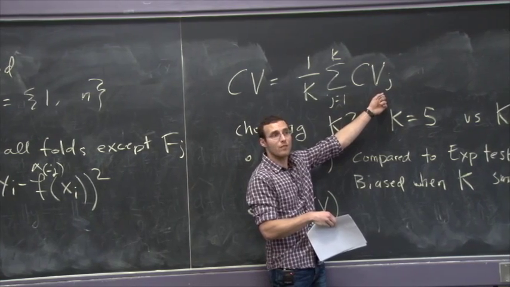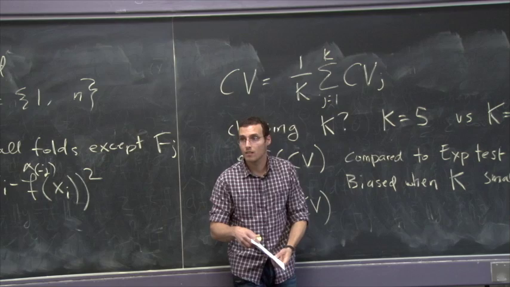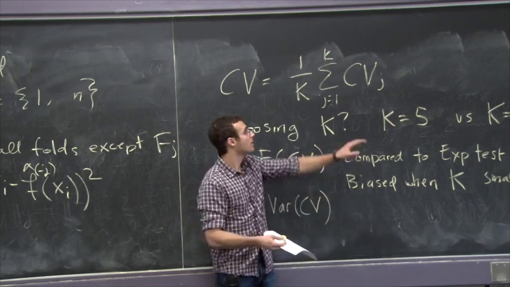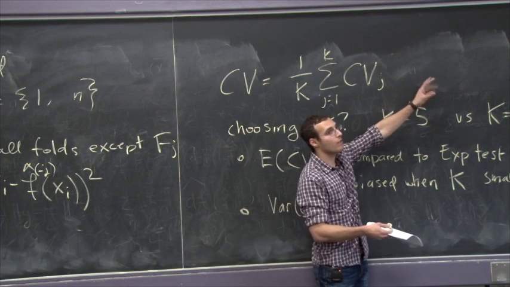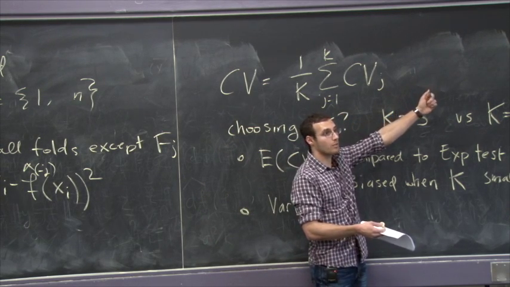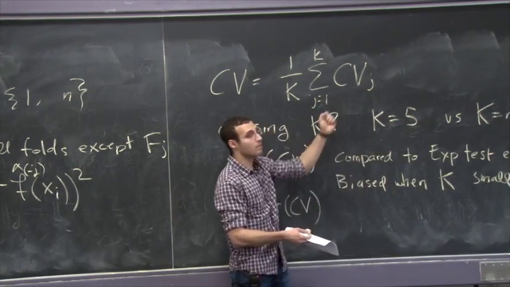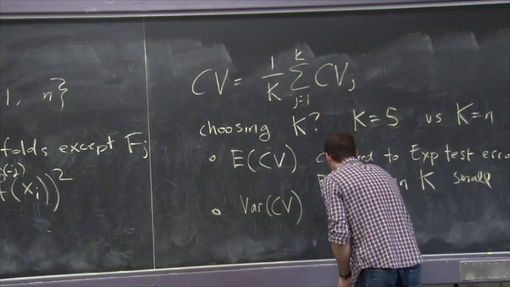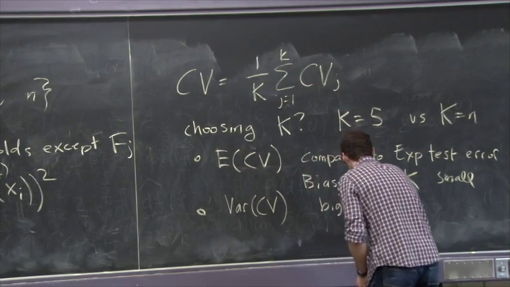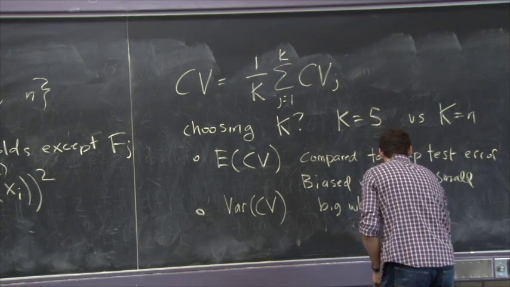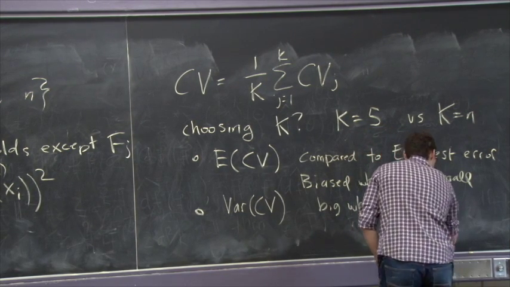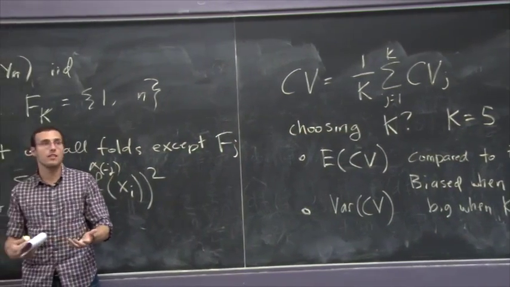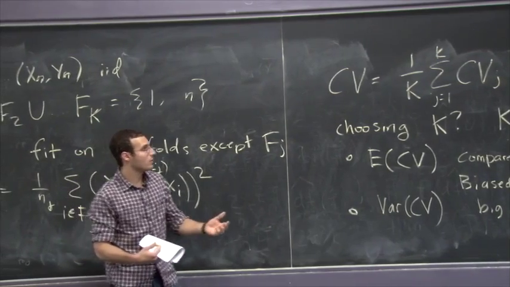So I'm taking the average of some very correlated quantities. What happens when I take the variance of the sum of things that are very correlated? That has a high variance, right? Because the variance of a sum is the sum of the variances plus the covariances of all the other terms. So in this case, that's going to be very, very high. So the variance of CV is going to be very big when k is big. When k is small, like 5, the training sets don't overlap as much. They overlap in some sense, but not nearly as drastically as they do when k is n.